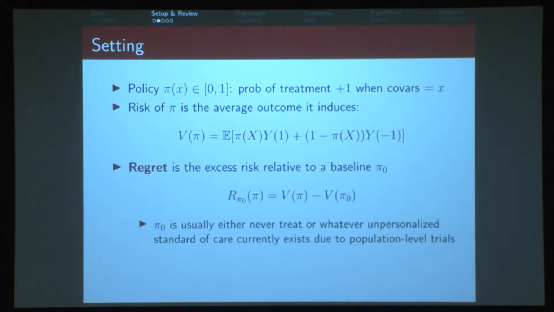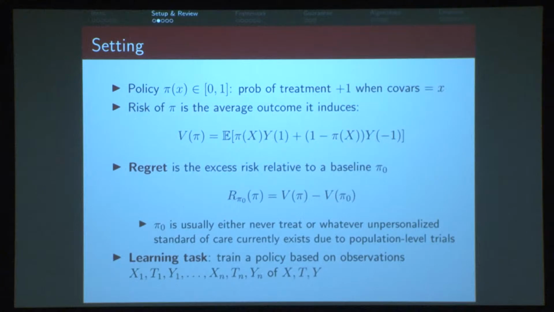And then I'm going to define regret simply as the difference of the risk of some policy pi minus the risk of some other policy pi naught. And usually I'm going to think about pi naught as whatever is currently being done, whatever is the standard practice, because I want to make sure I have no regret relative to pi naught. Okay? So this is a different definition of regret. It's not as sometimes is defined. It's not relative to the optimal. It's relative to the current standard of care. And the learning task is simply to train a policy based on observations of features, treatment, outcomes.